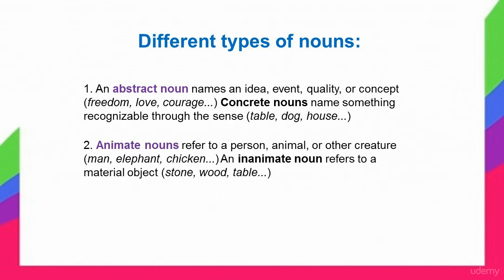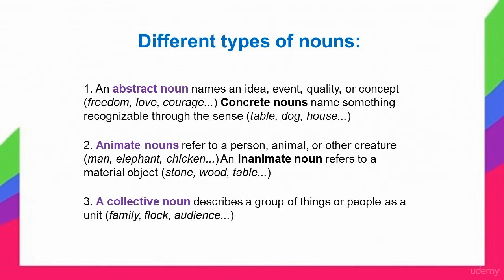2. Animate nouns refer to a person, animal or other creature. For example, man, elephant or chicken. An inanimate noun refers to a material object. For example, stone, wood or table. 3. A collective noun describes a group of things or people as a unit. For example, family, flock or audience.